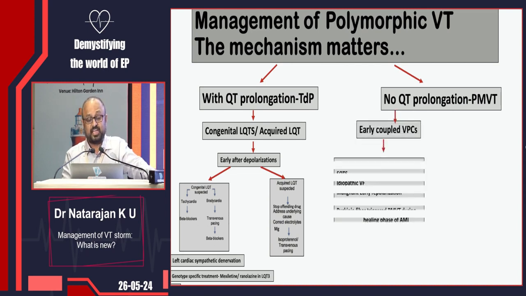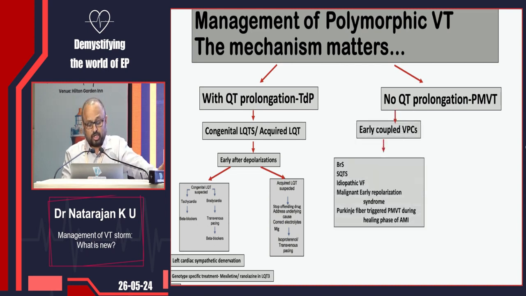These can be due to early coupled VPCs, which occur in the context of channelopathies like Brugada syndrome, short QT syndrome, idiopathic VF, malignant early repolarization, and of course in the healing phase of acute myocardial infarction, triggered by the angry Purkinje fibers, which respond to isoprenaline, quinidine, hydroquinidine, and ablation.